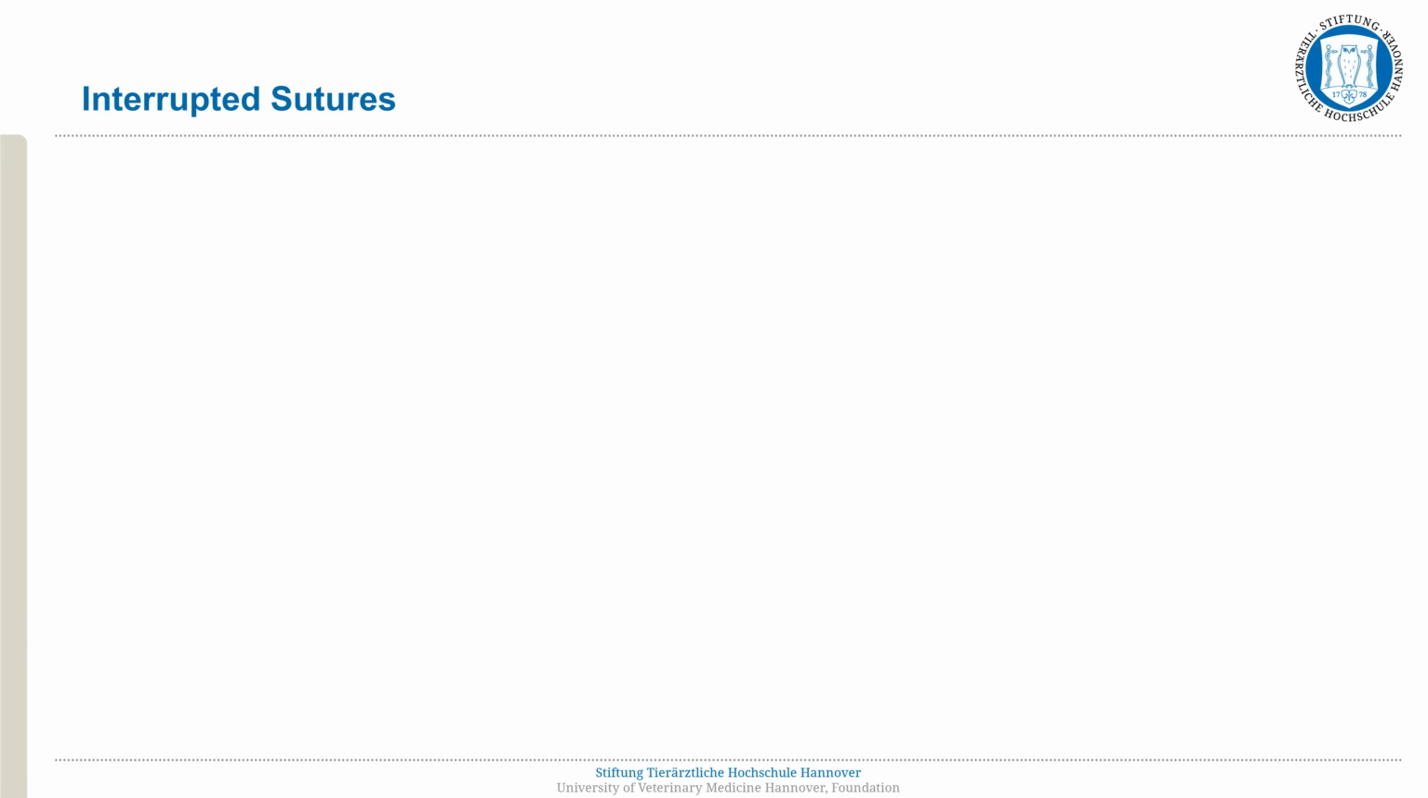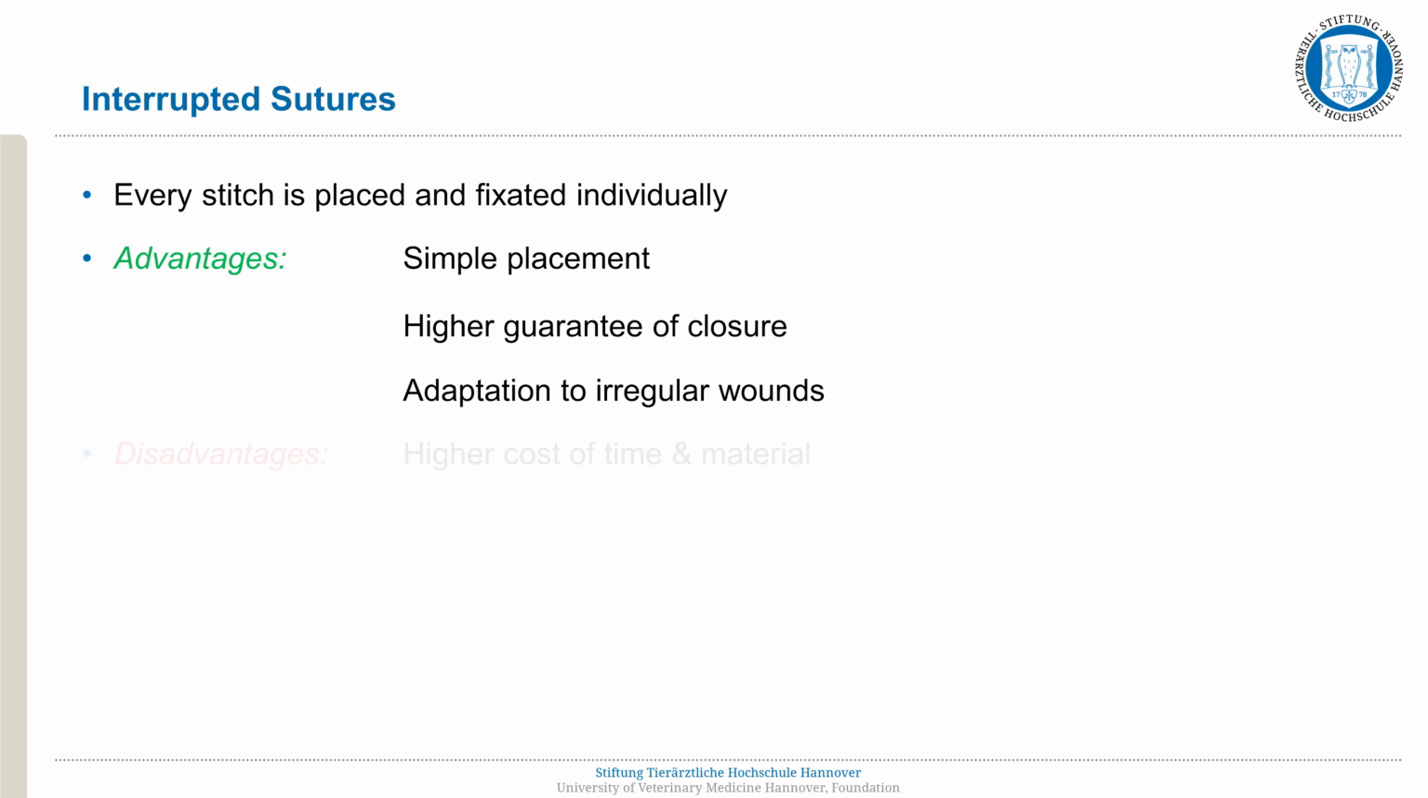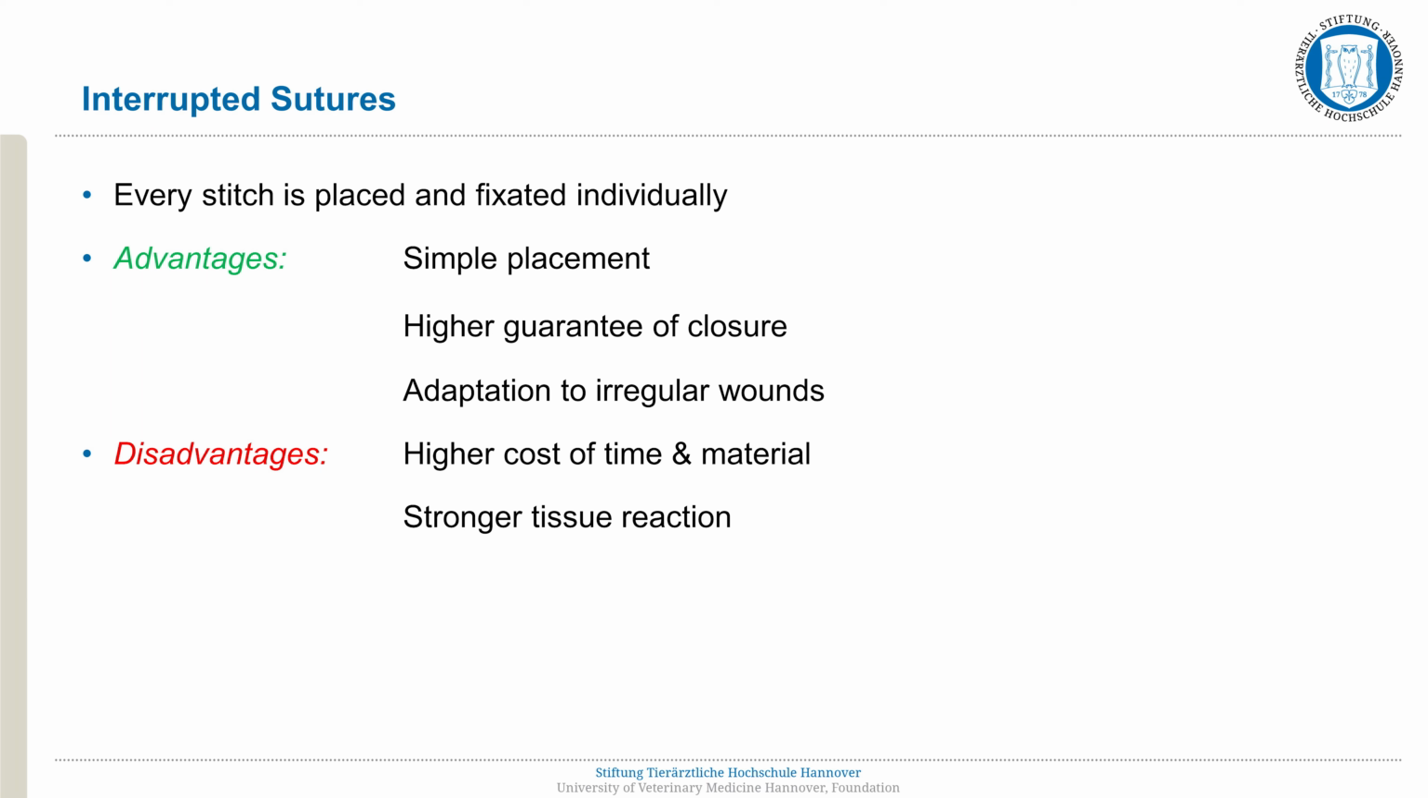As the name suggests, interrupted sutures are placed and fixated singularly. This has multiple advantages, such as a simpler placement and a more secure closure of the wound, since if a single stitch opens, the rest of the sutures remain intact. Furthermore, individual sutures can adapt better to irregular wound shapes. This technique does, however, come at a higher material and time cost, as well as causing a stronger tissue reaction.